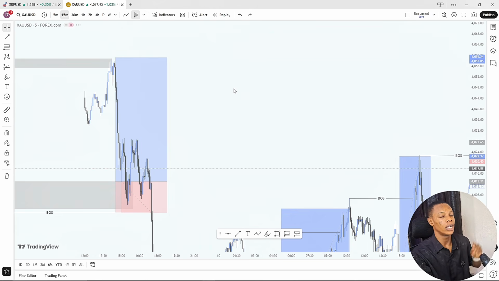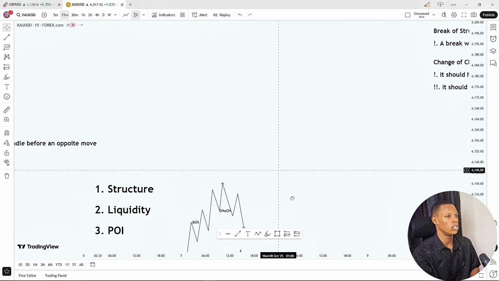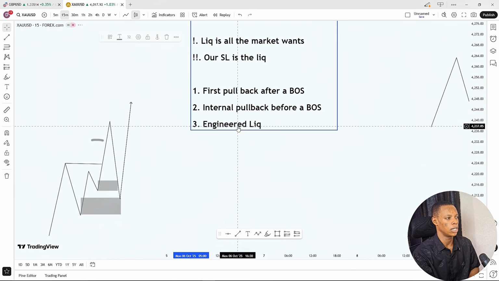Now, those are the three liquidities. Now, what's going to make liquidity valid? Right, what's going to make liquidity valid for you to take a trade? There's only one thing I look out for. There's only one thing that makes my liquidity valid.